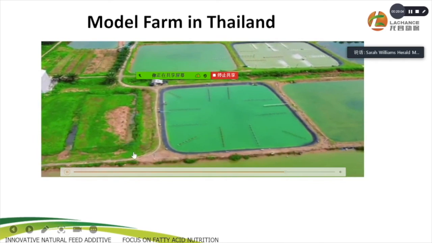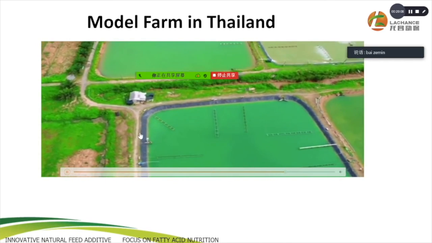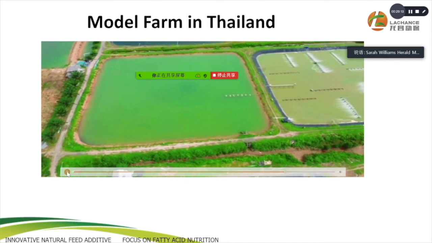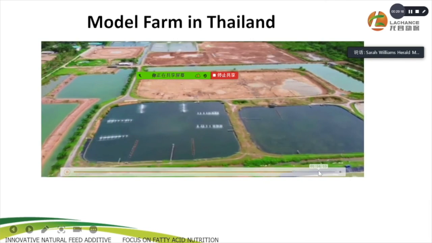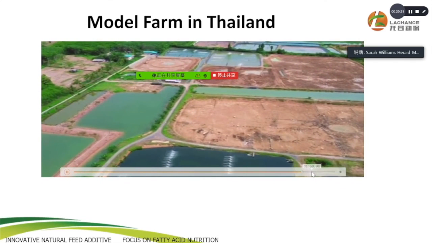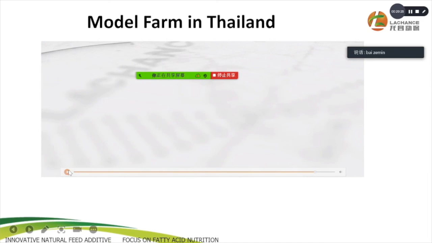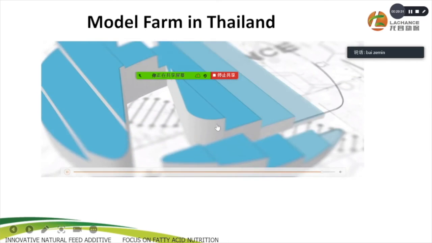Yeah, actually it's nice. I think this is 100 acres. Okay. It was very long. I almost finished. And you started culturing in that farm? This is our model farm in Thailand. We're working with the local farmers.